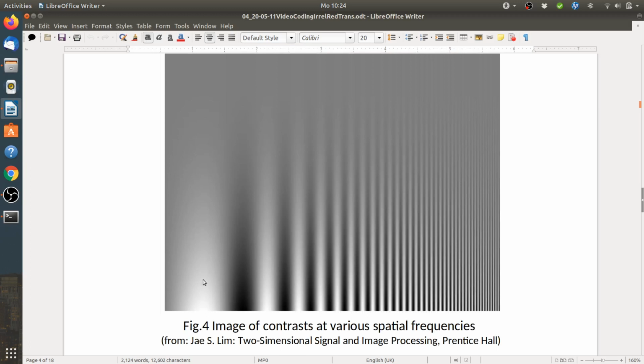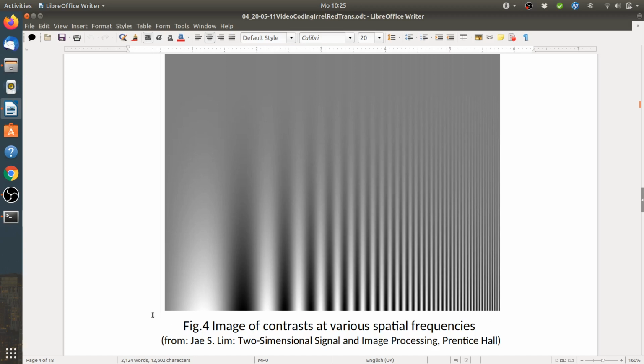Here you can see we start on the left with slow bright-dark changes. So on the left we have low spatial frequencies, and this becomes finer and finer when we go towards the right. Here on the right hand side we have the highest spatial frequencies, so there are only tiny distances between black and white. Right, so here the horizontal axis is the spatial frequency. On the left is low spatial frequency, on the right is high spatial frequency.